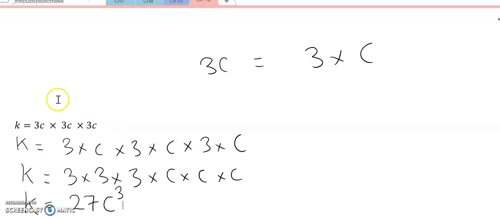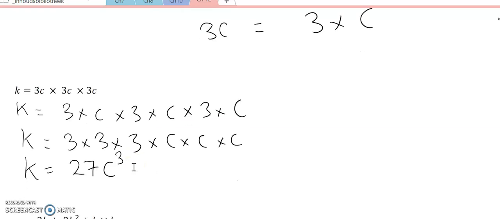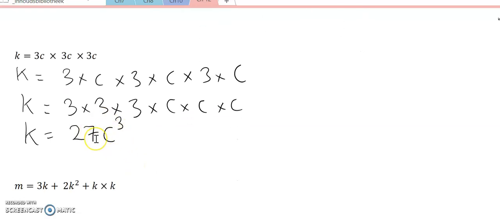So in short, you have to multiply the numbers with each other, and you have to multiply the variables with each other, and then you get 27c to the power of 3. We don't know what c is, and that really doesn't matter. It's just a variable, and we just leave it like that.